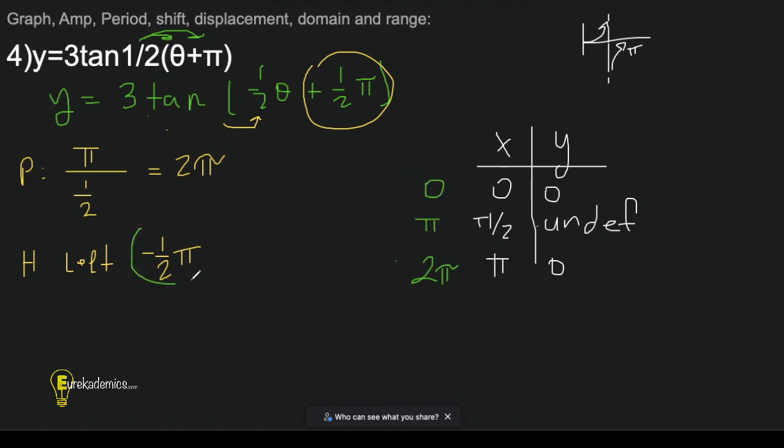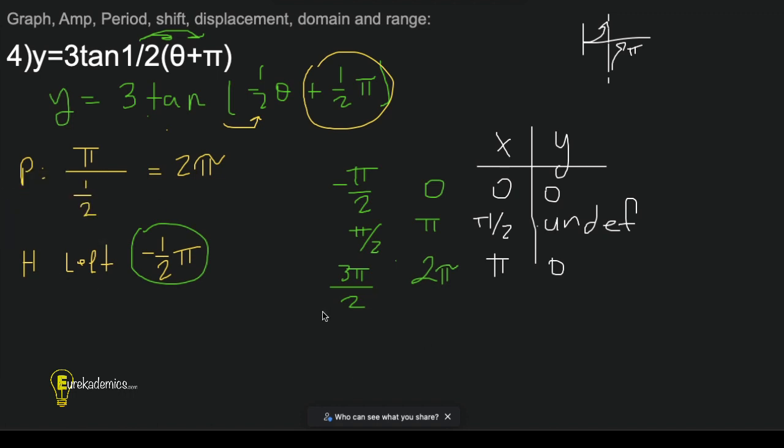Now we have to deal with our horizontal shift, and we have to subtract half pi. So this would be minus pi over 2. Pi minus a half pi is pi over 2. And 2 pi minus a half pi would be 1.5 pi's, or 3 pi over 2. Nice. Now we're ready to graph.